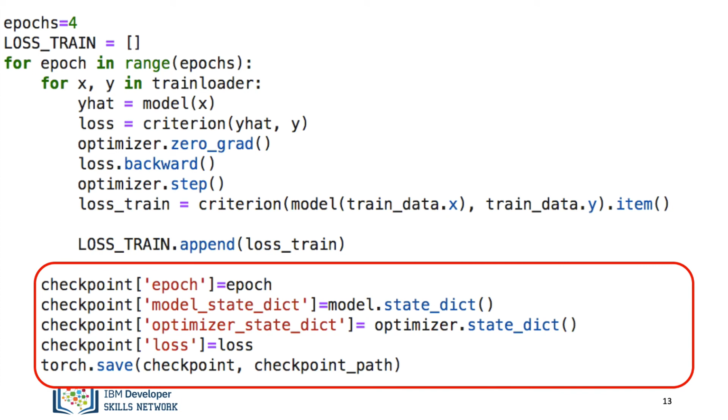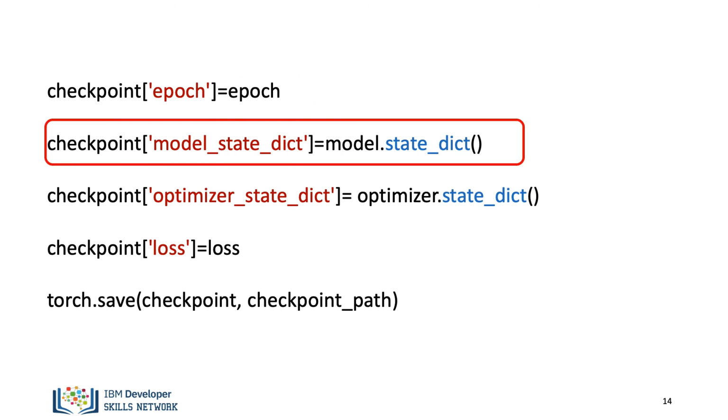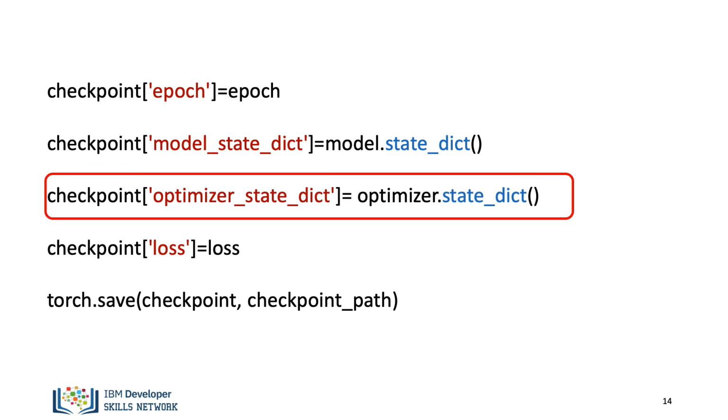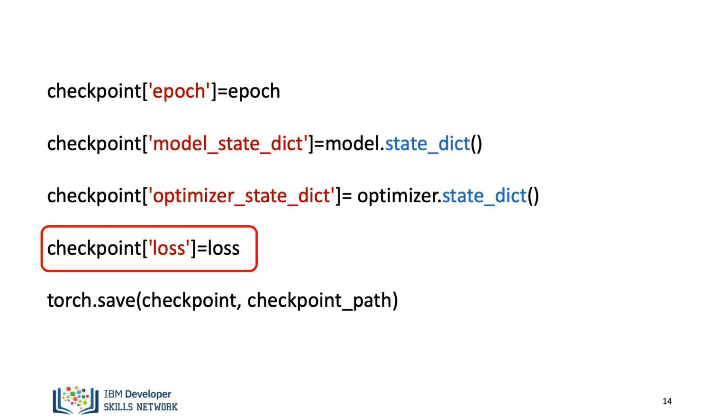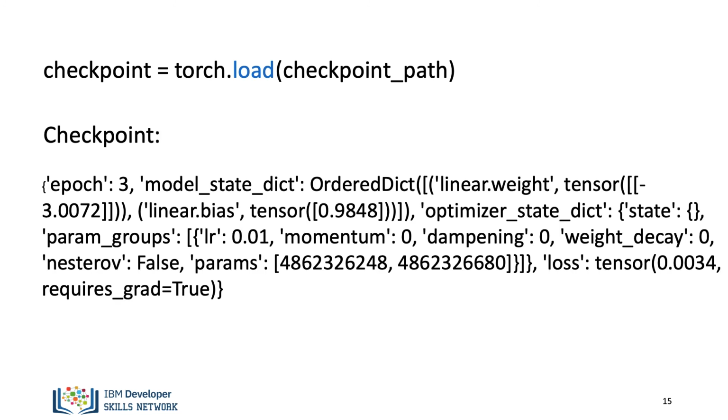Let's take a closer look. We store the epoch number, the model state dictionary, the optimizer state dictionary, and the loss value. We save the results in a .pt file. We can resume training. We can load the checkpoint dictionary using torch.load. This loads all the information we require.